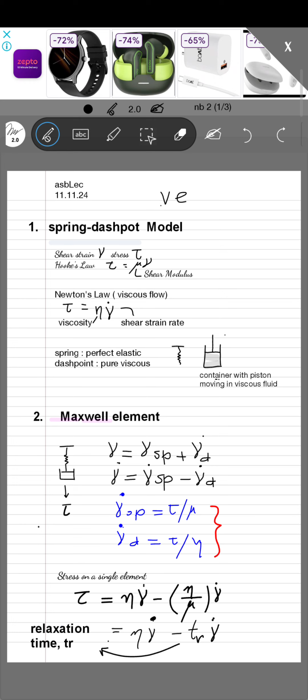So let's put it this way. There will be an applied stress, and corresponding to that there will be a strain or a deformation. There will be a stress, there will be a strain, and another parameter is the time. Now, this behavior is very common in non-crystalline organic polymers.